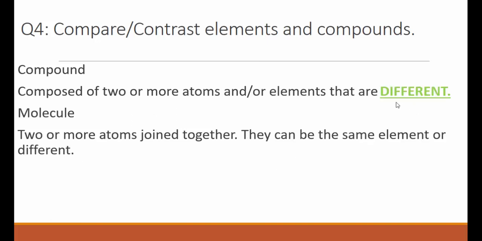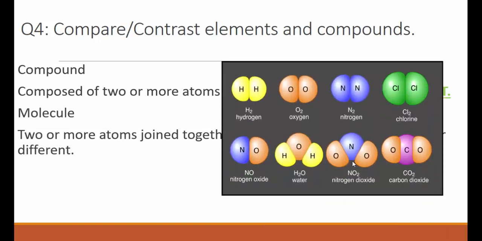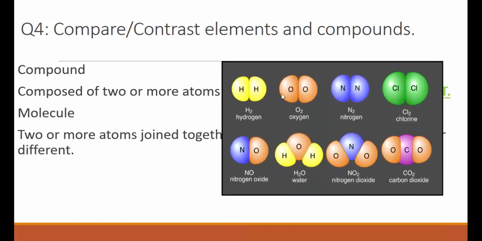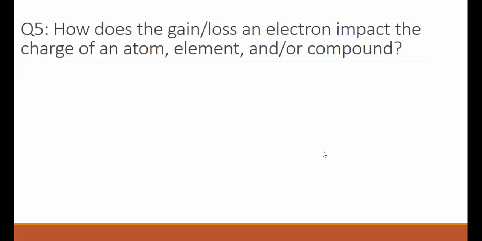And it comes back to the definition of compound and molecule. If it's a compound, the elements have to be different. If it is a molecule, they can be the same, like they are here at the top, or they can be different. It doesn't matter. A molecule describes 2 or more atoms joined together. It doesn't matter if they're the same or different. So make sure you look carefully at that one.